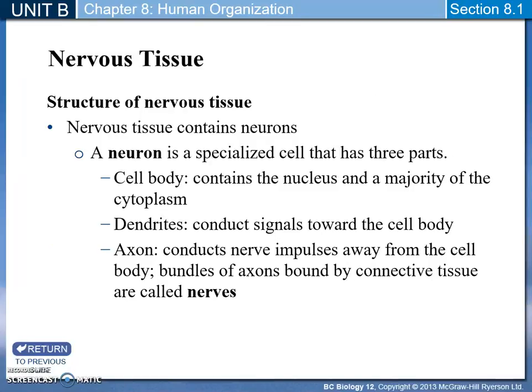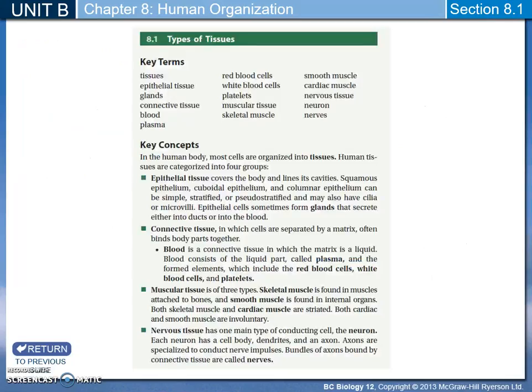So in terms of structure, nervous tissue contains neurons. A neuron is a specialized cell. It has three parts: a cell body, dendrites, which conduct the signals toward the cell body, and then axons. The axons conduct nerve impulses away from the cell body. And then bundles of axons are referred to as nerves.